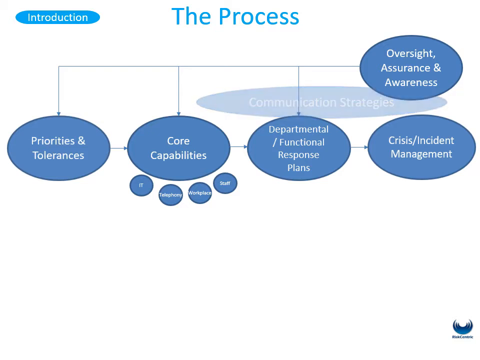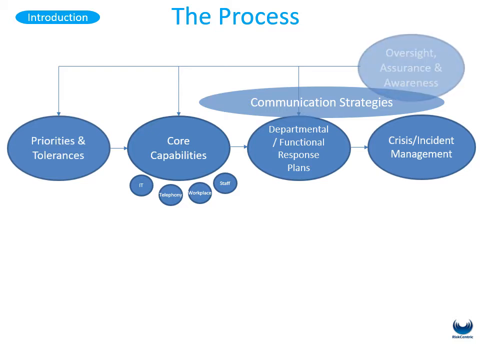Communication strategies are a common thread and framework that holds the whole plan together during invocation. In this instance, it's the glue that holds together the core capability recovery activities, departmental actions, and the incident management team. The final step in the development of a business continuity plan is the implementation of an oversight, assurance, and awareness framework. The activities performed here are designed to ensure that the plan, once developed, remains relevant to the needs of the organisation and remains fit for purpose.